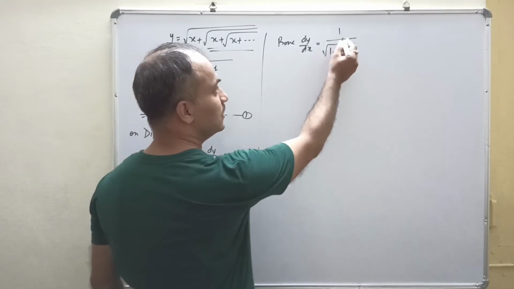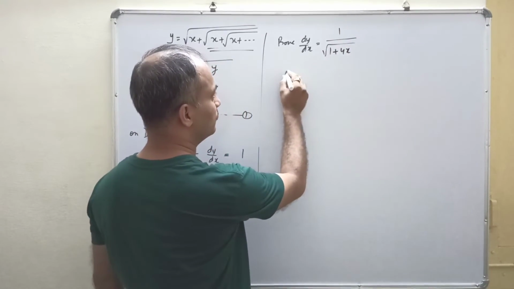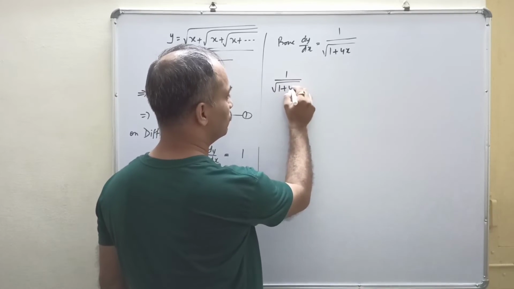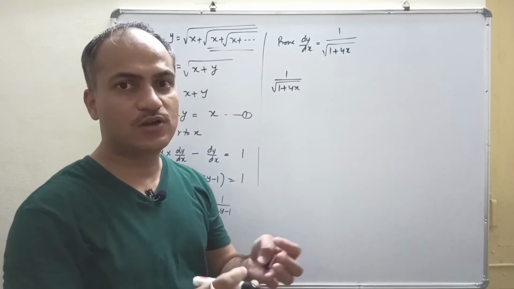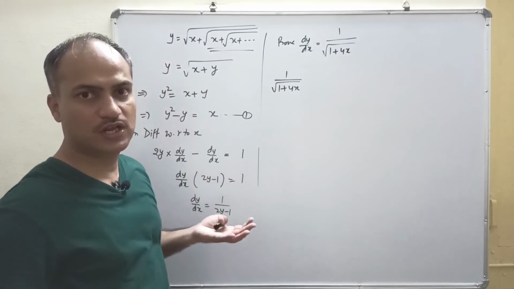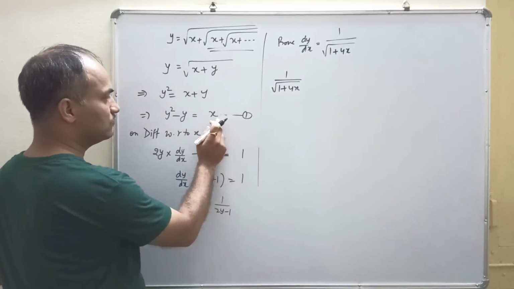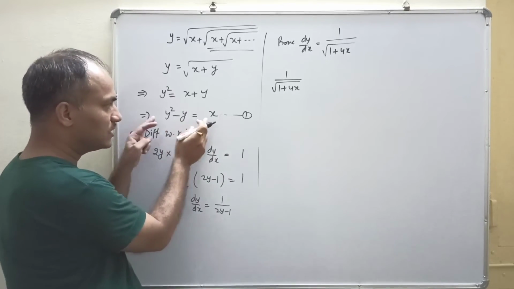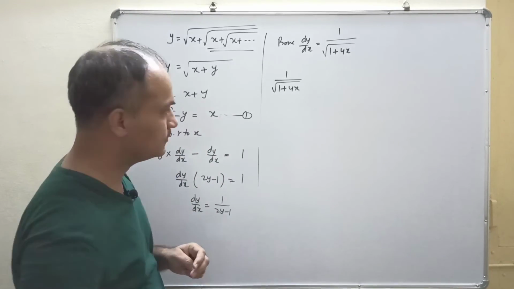The trick here is, let us try to solve this term 1 upon root 1 plus 4x. What will happen if we try to simplify this term? With our given equations, here we have equation 1 that x is equal to this thing. Let us put x is equal to this and see what happens.